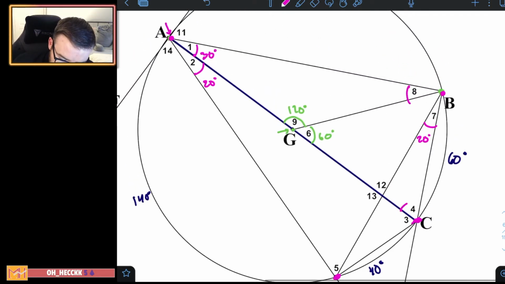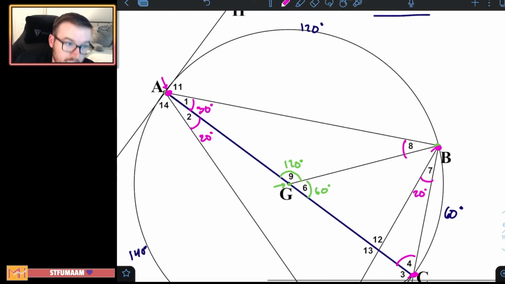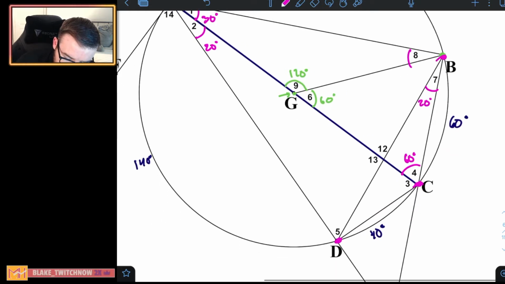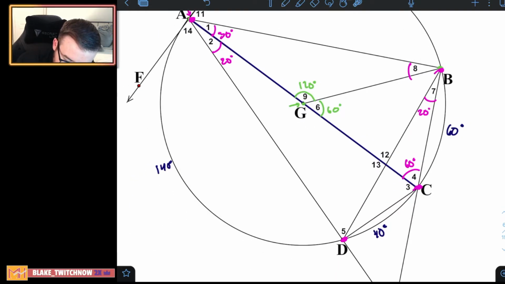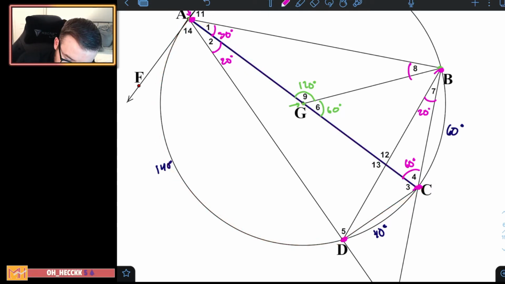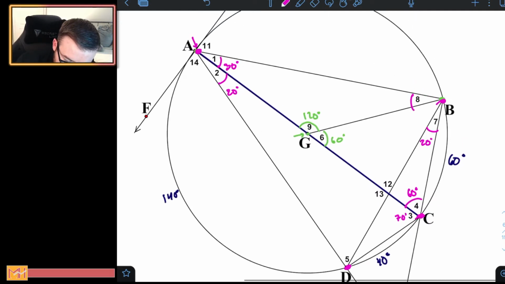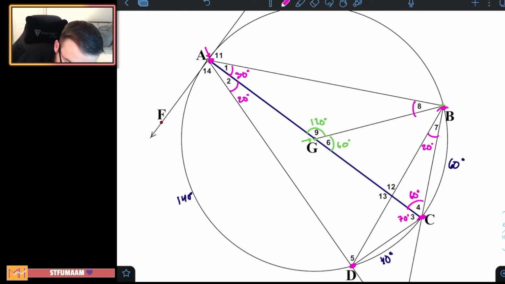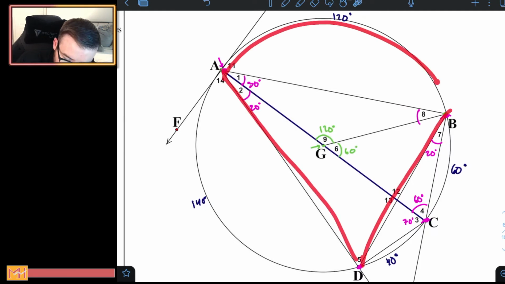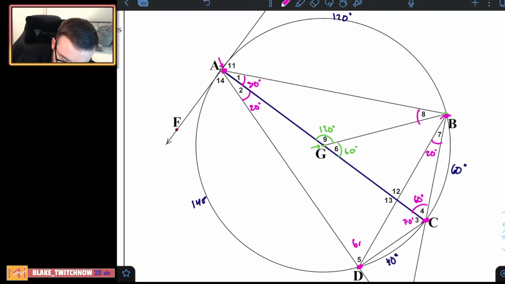Angle 4 intercepts arc AB, which is 120. Half of 120 is 60. Angle 3 intercepts arc AD, which is 140. Half of 140 is 70. And angle 5 intercepts arc AB, that nice big AB angle, and that's 120. Half of 120 is 60.